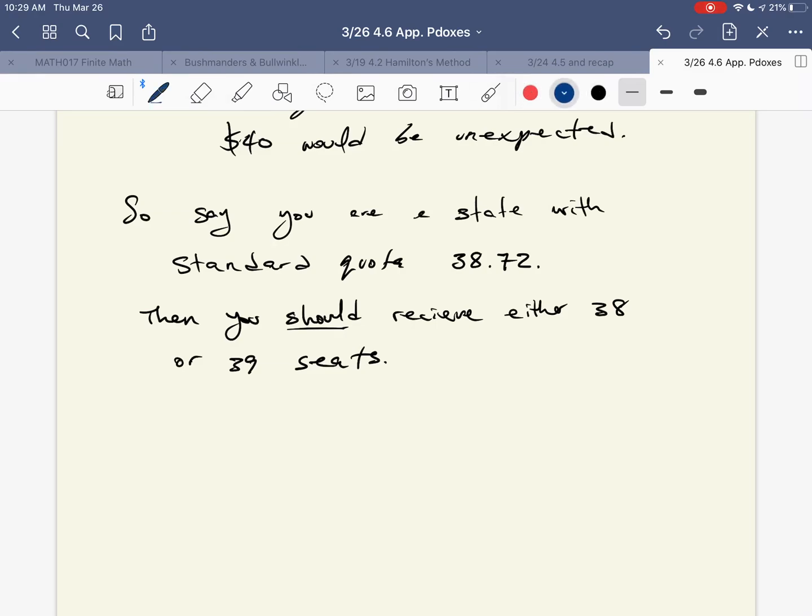And so why do we think this? Why do we think that this is a good rule? Because if you're like me, you might think that it sounds kind of arbitrary. But your book gives a pretty good explanation. And that explanation is that the standard quota is supposed to be the true measure of how many seats you deserve.